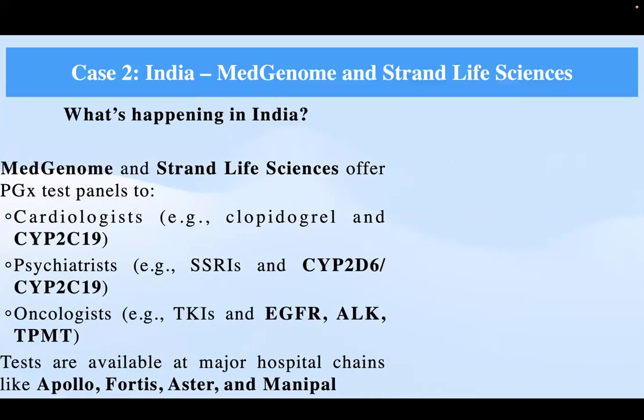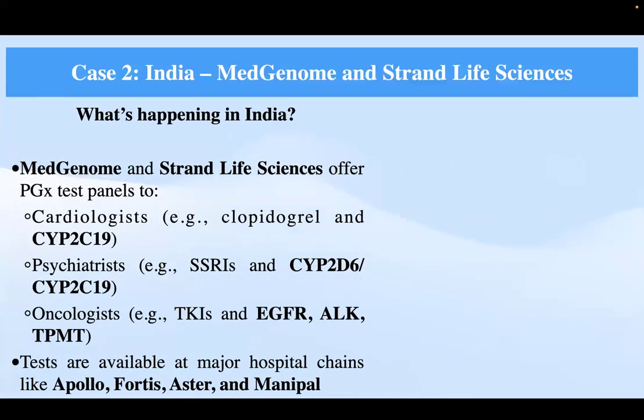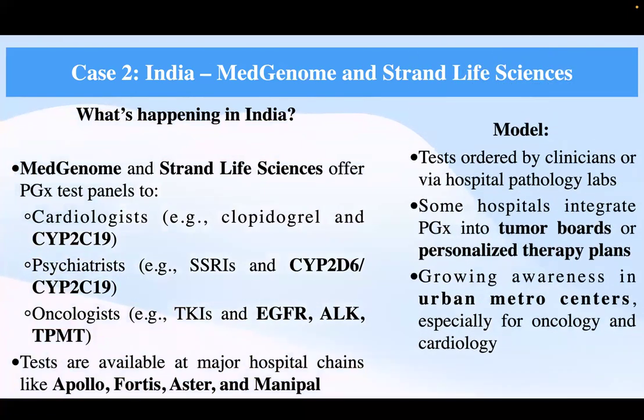Okay, so what is happening in India: MedGenome and Strand Life Sciences offer pharmacogenomic test panels to some cardiologists for clopidogrel and CYP2C19 checks, some psychiatrists for selective serotonin reuptake inhibitors and CYP2D6 and 2C19 again, and some oncologists for tyrosine kinase inhibitors and EGFR, ALK and TPMT studies. So they are providing panels to understand how they can implement this concept in India. Tests are available at major hospital chains like Apollo, Fortis, Aster and Manipal also. So this is very important to understand what is happening in India.